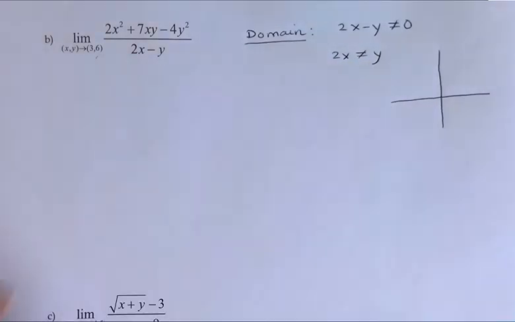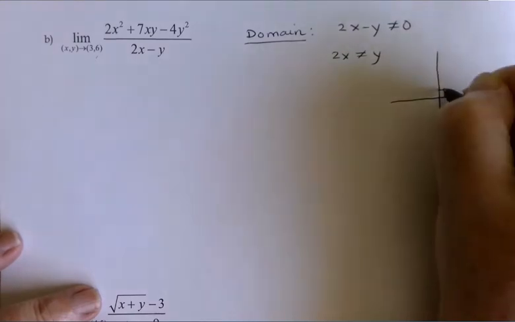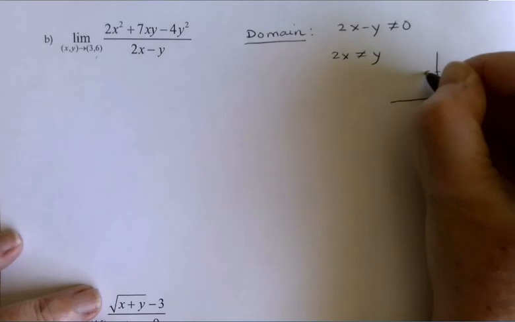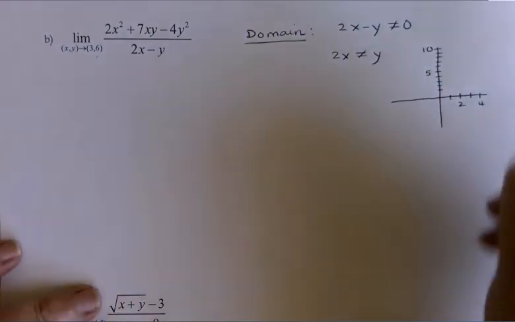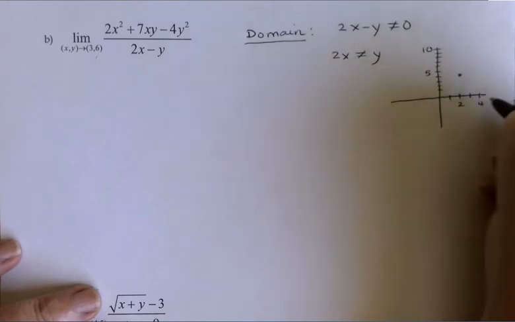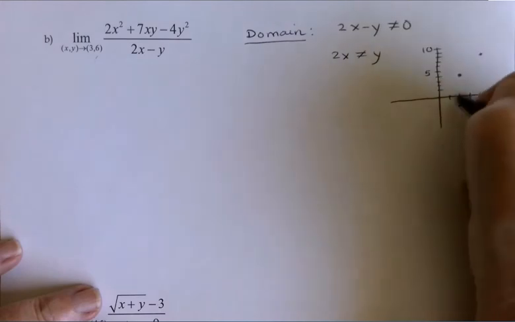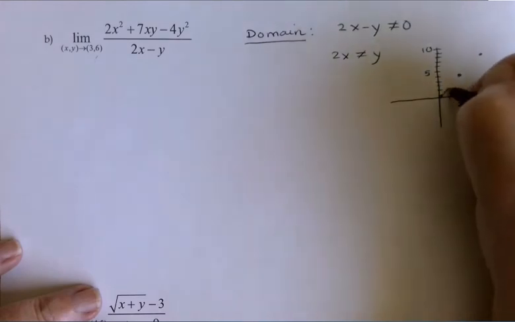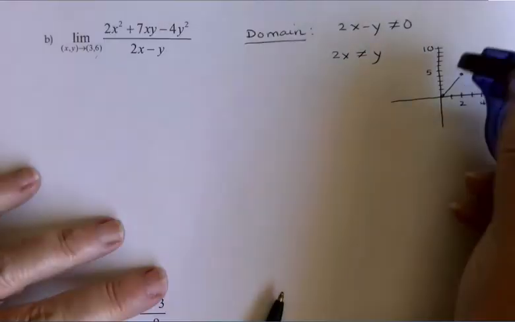If I were to sketch in a dotted line y equals 2x, that's the excluded value, I would have, let's see, 2, 4 would be on the graph, 4, 8 would be on the graph, 0, 0 would be on the graph. Oops. And I just said I was going to sketch that as a dotted line, and then I started drawing it solid. Let me fix that.